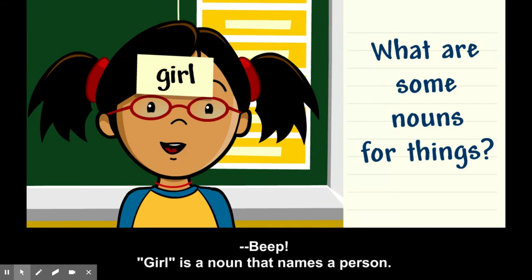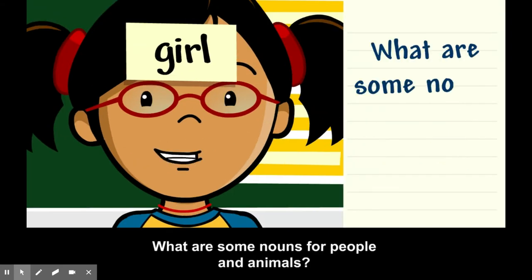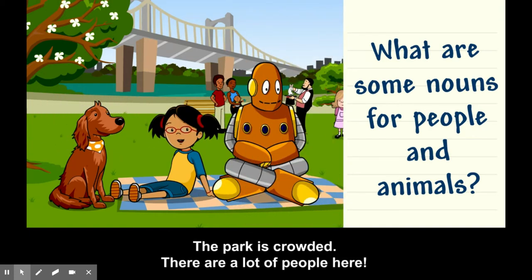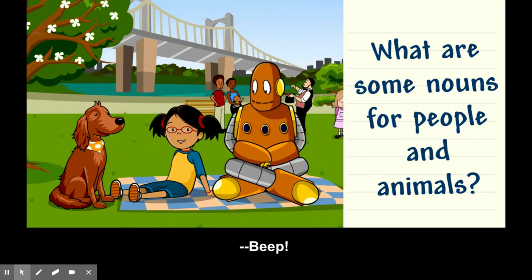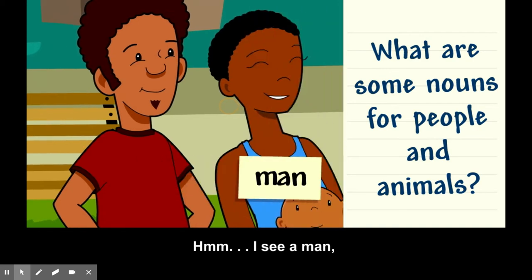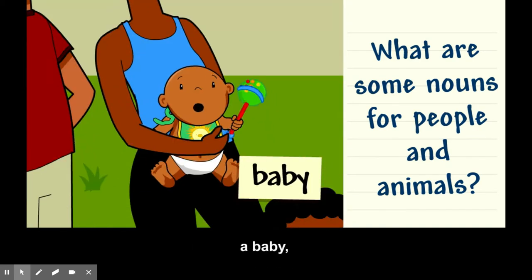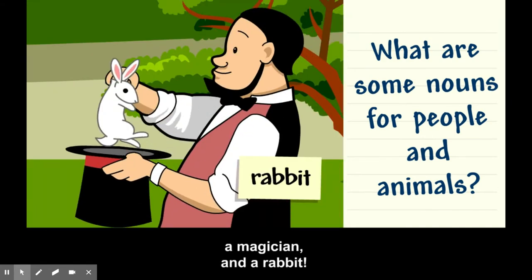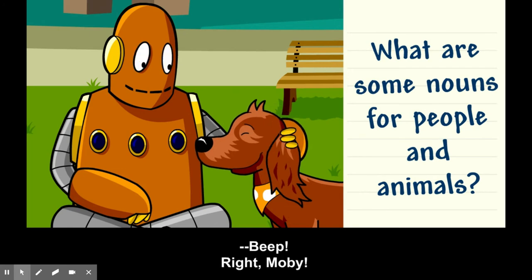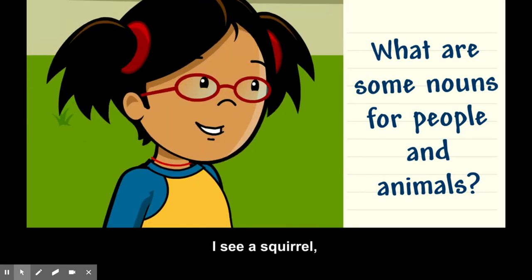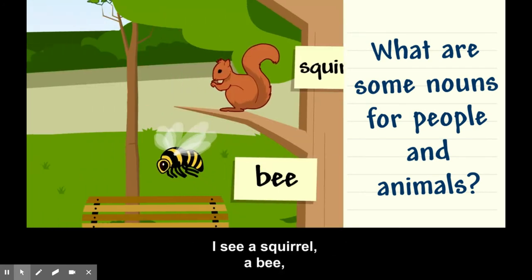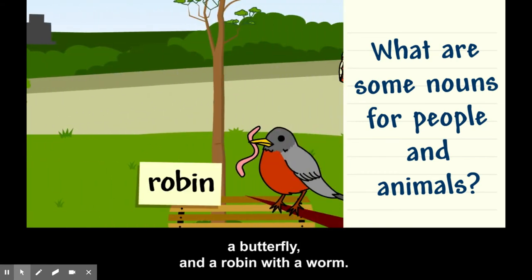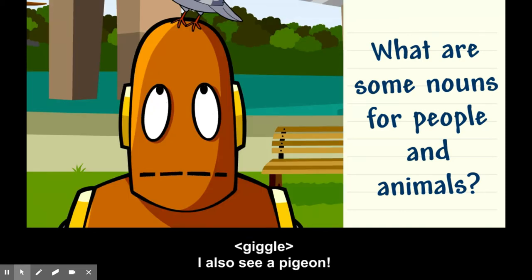Girl is a noun that names a person. What are some nouns for people and animals? The park is crowded. There are a lot of people here. I see a man, a woman, a baby, a boy, a magician, and a rabbit. Right, Moby. Nouns can name animals too. I see a squirrel, a bee, a butterfly, and a robin with a worm. I also see a pigeon.